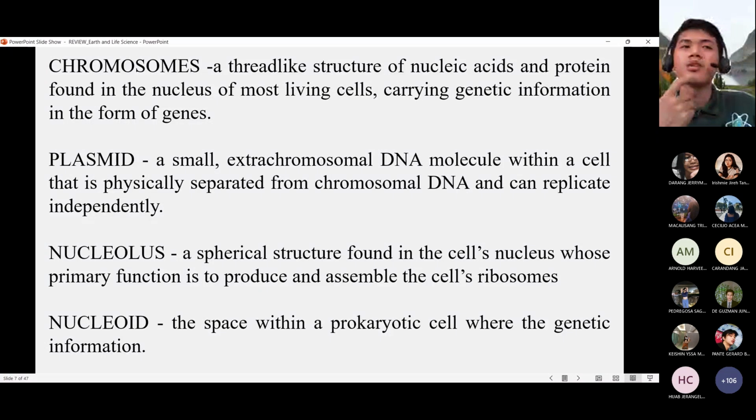We also have here plasmid. When we talk about plasmid, it's the extra chromosomal DNA of the bacteria. So there is only one chromosome for a bacterium, a single bacterium. There is a single chromosome. Take note that a bacterium again has a single chromosome.